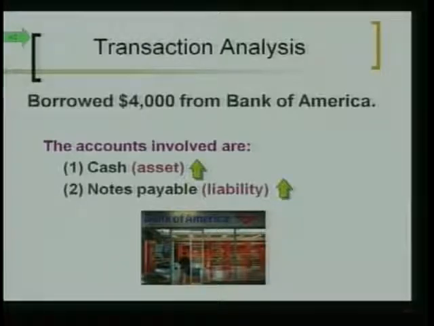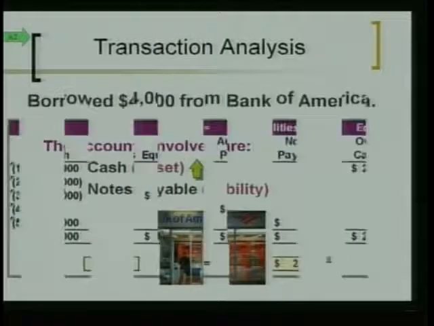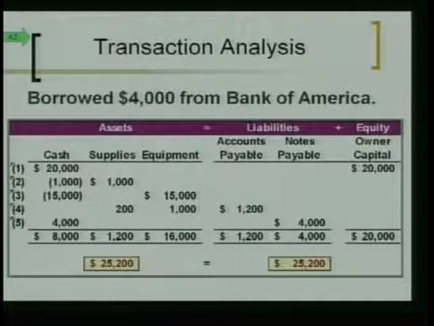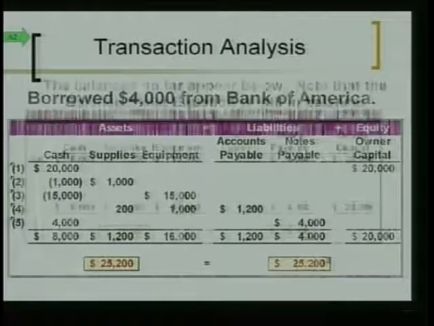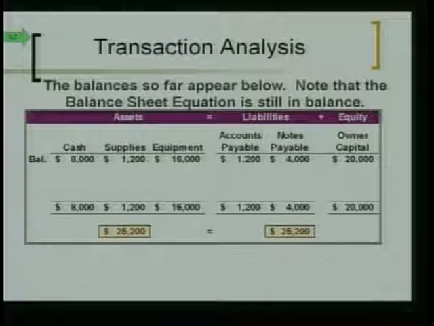Cash goes up by $4,000 and our notes payable liability goes up by $4,000. How is that reflected in this analysis? Just as is shown. Notes payable goes up by $4,000 and cash goes up by $4,000. Does the accounting equation hold? Do assets still equal liabilities plus owner's equity? Yes. Next one. And it reiterates that in this slide right here.